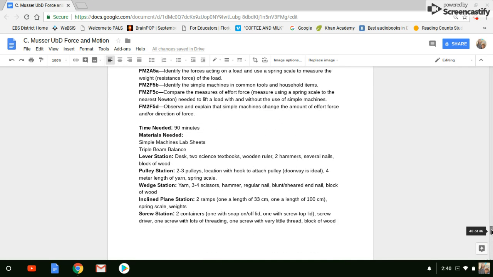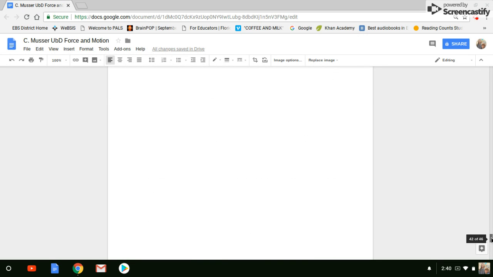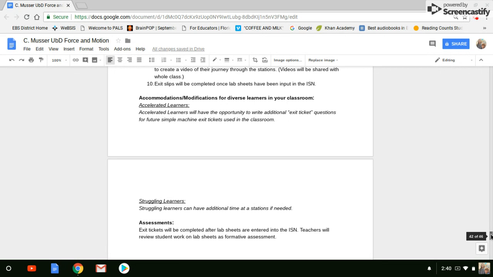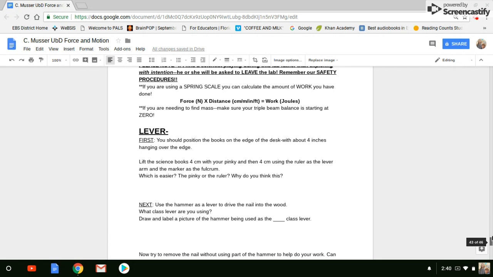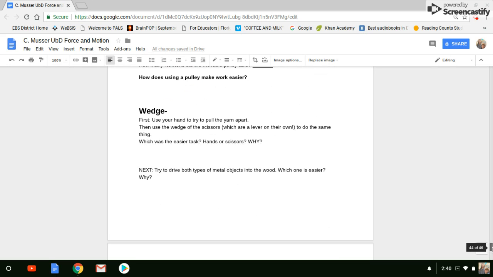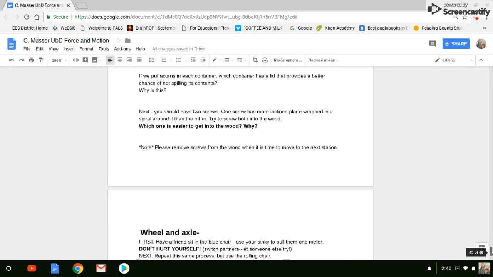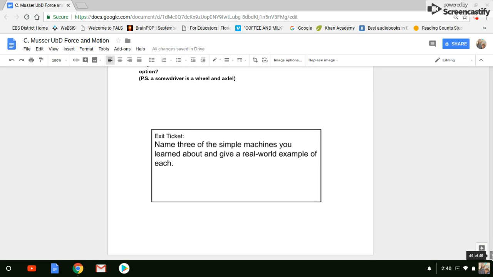The last lesson in my unit covers simple machines, and again they are able to travel through stations, and in those stations they make note of things they find out with each of the simple machines, the wedge, the lever, the inclined plane, and they come back together and create a movie after capturing images of themselves at the station.